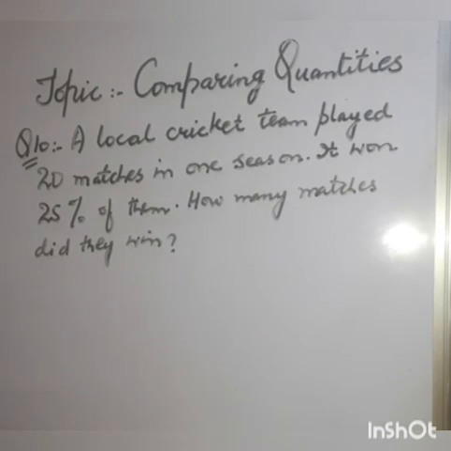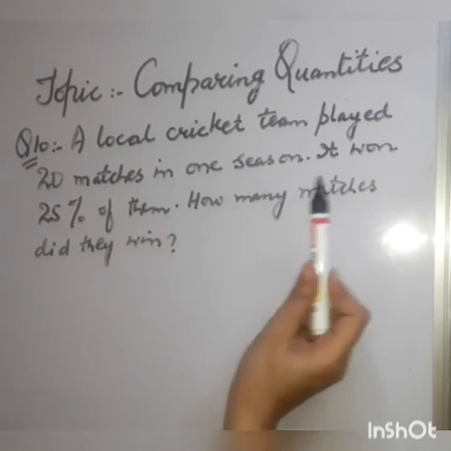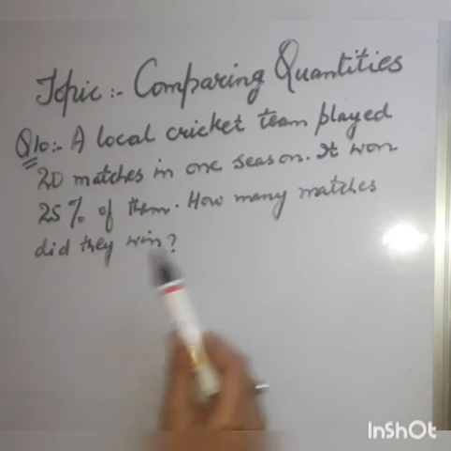Now students, question number 10 is, a local cricket team played 20 matches in one season. It won 25% of them. How many matches did they win?